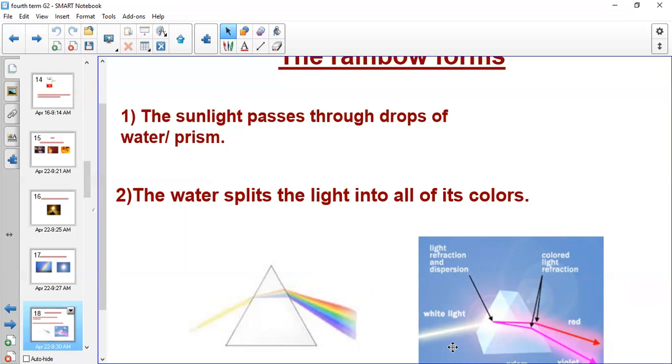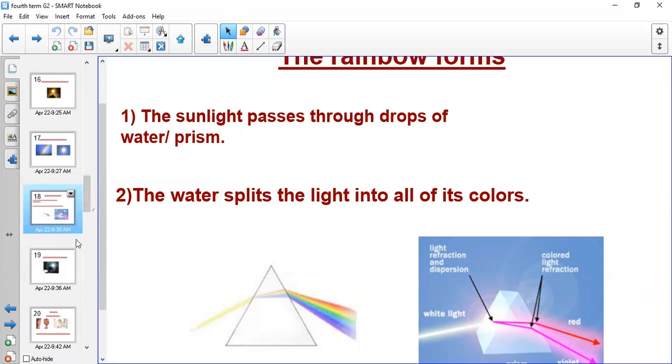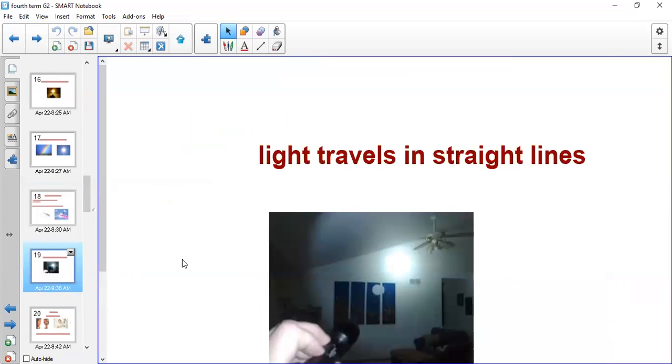Again, what is light? Light is energy that lets you see. Light is made up of many colors. How can we prove this? When the sunlight passes through drops of water or the prism, the water will split the light into all of its colors and we will have a rainbow. Another point that we want to speak about in light is that light travels in straight lines. Okay, light travels in straight lines.